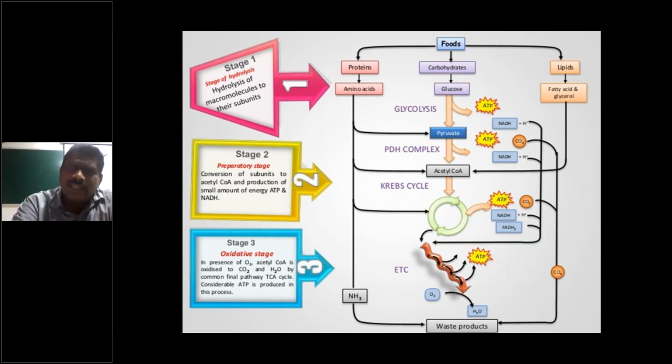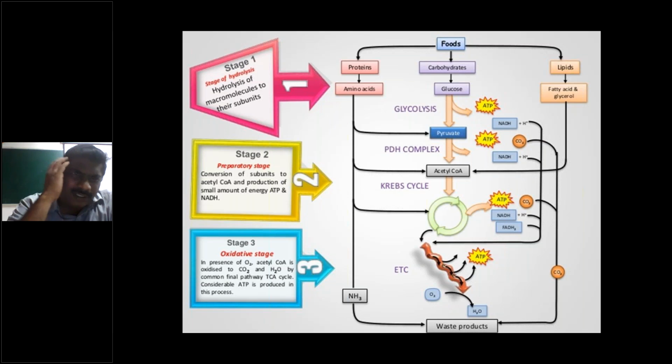From amino acids and glucose you get pyruvate and acetyl CoA, and fatty acid degradation undergoes beta oxidation, giving you acetyl CoA. Overall, the pyruvate goes to acetyl CoA. So overall, the first stage is hydrolysis, giving amino acids, glucose, and fatty acids. Then the second stage.